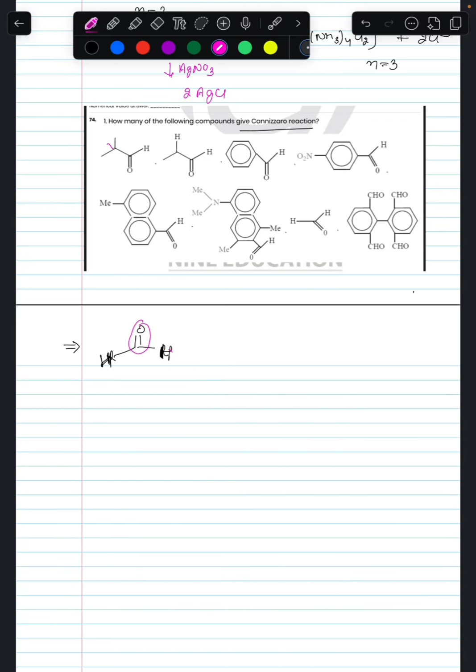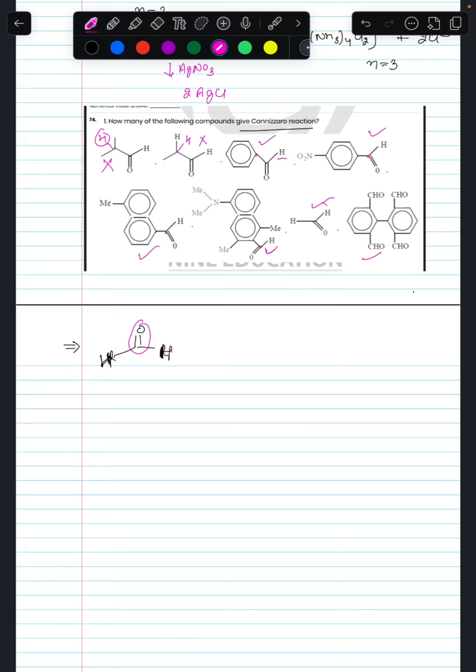The first compound has one hydrogen, so it does not give the Cannizzaro reaction. The second has two hydrogens, so it does not give the Cannizzaro reaction, here and here. Here it is attached directly to the C=O with no hydrogen, so it will give the Cannizzaro reaction. This one does not have hydrogen, so it can also give the Cannizzaro reaction. Similarly, at this carbon there is no hydrogen, so it will give the Cannizzaro reaction. This also gives it, because the carbon next to C=O has no hydrogen. Similarly, this compound also gives it, and this compound also gives it.